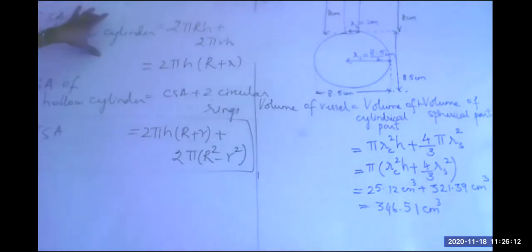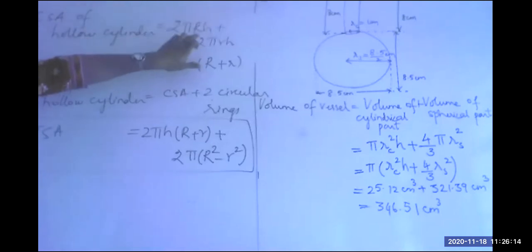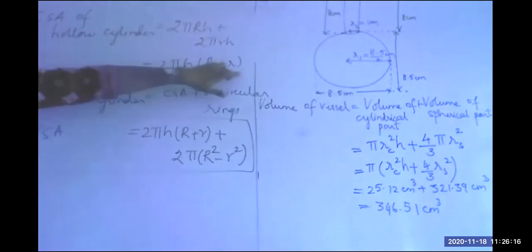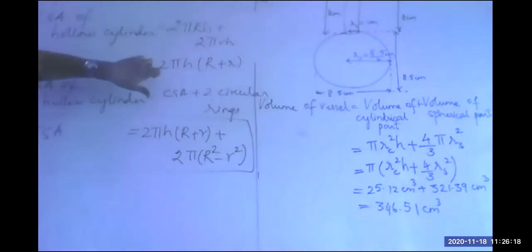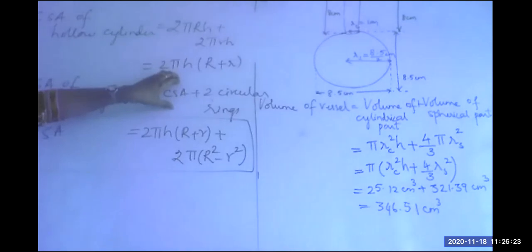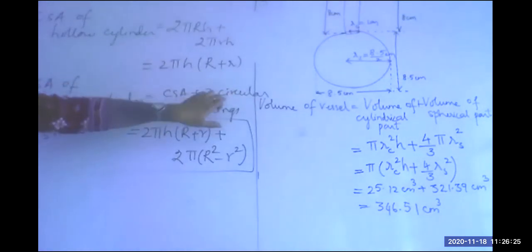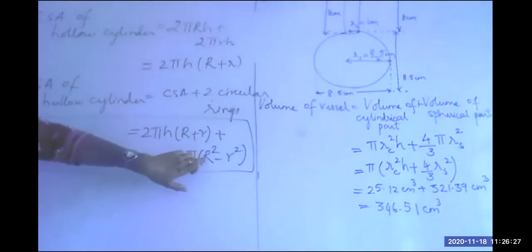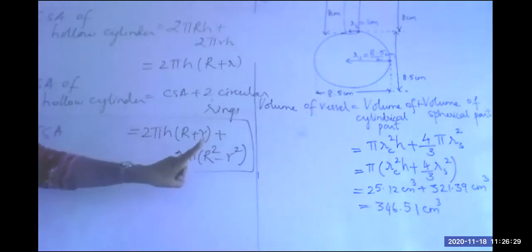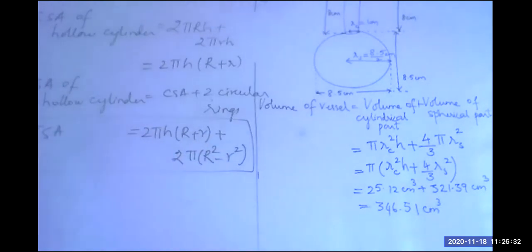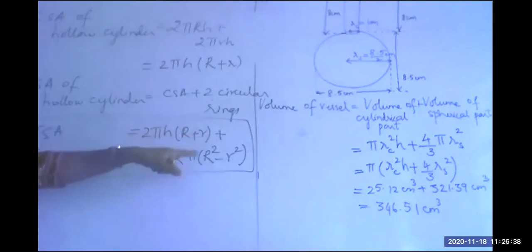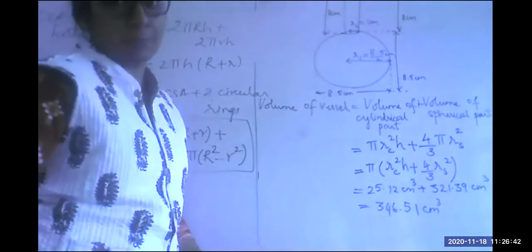So CSA of the hollow cylinder is 2 pi capital R h plus 2 pi small r h, which is combined like this in the shorter form. And when you want the TSA, it is the CSA, which we have already calculated, plus 2 circular rings. 1 circular ring is pi (capital R square minus small r square). When it is 2 in number, I have multiplied with 2. This also you can further simplify. 2 pi can be taken as common, then you will have h (R plus r) plus (R square minus r square). So I think we will stop here today.